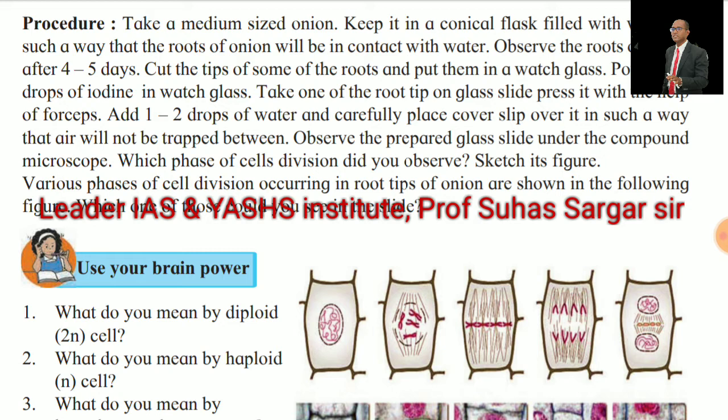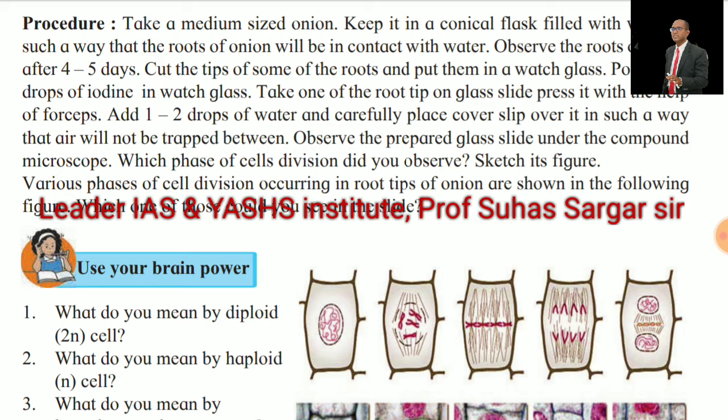Observe the roots of the onion after 4-5 days. Cut the tips of some of the roots and put them in a watch glass. Pour some drops of iodine in the watch glass. Take one of the root tips on a glass slide, press it, and with the help of forceps, add 1-2 drops of water and carefully place the cover slip. Cover it in such a way that air will not be trapped in between.